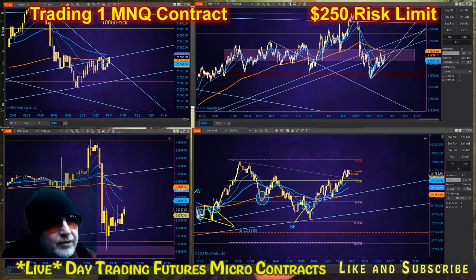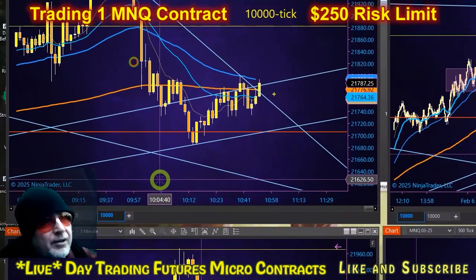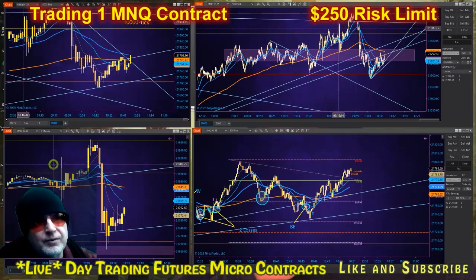Look at our analysis here. We're watching very carefully the 10,000 tick chart because we have a lot of resistance. If price can force its way up through 1, 2, 3 moving averages and 2 trend lines and end up on this side with consolidation and continuation, we're going to be looking for longs.